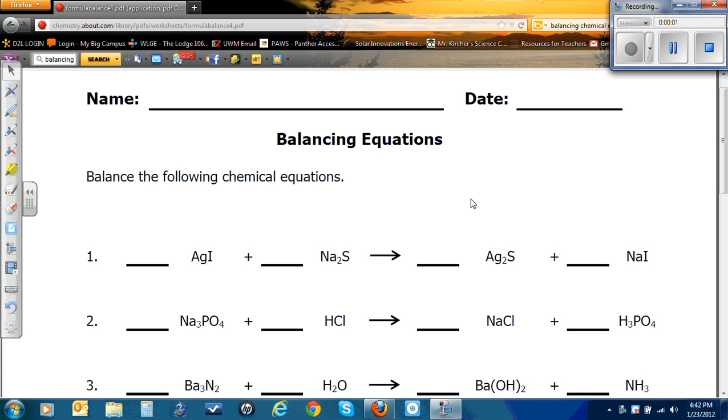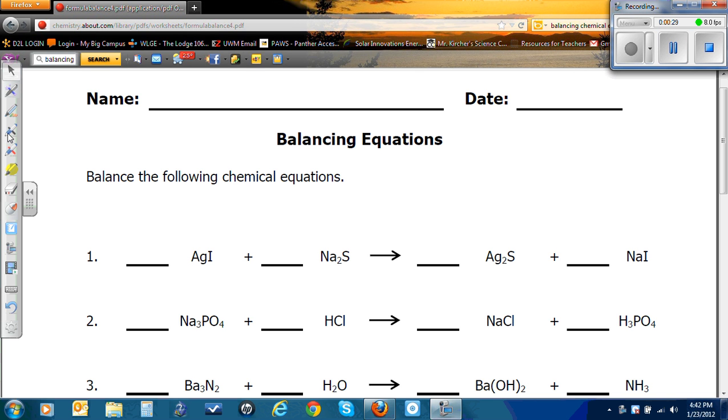Okay, class, I thought I'd offer up balancing equations practice for you. I loaded one of the sample sheets that we've been using in class, and just for a review, if you're still having trouble with it, I'll take you through balancing these 10 equations that we have here.